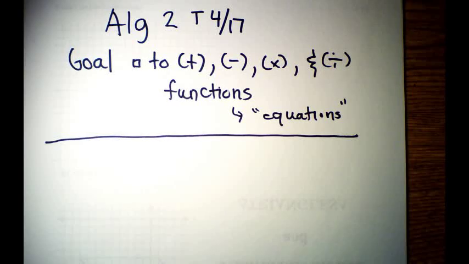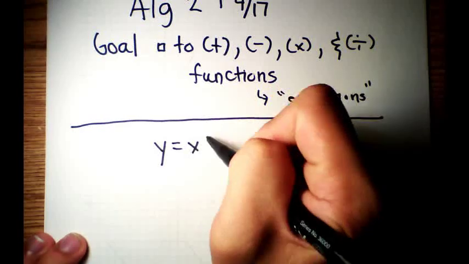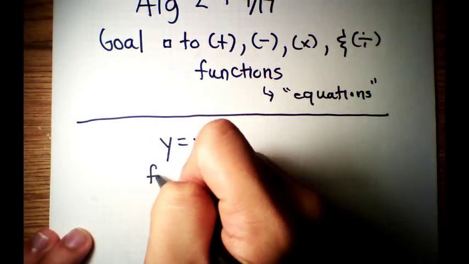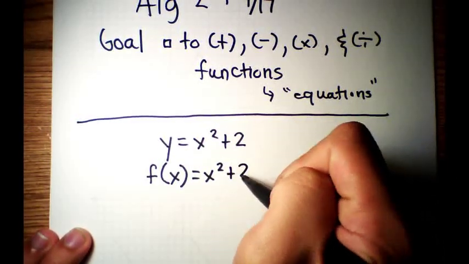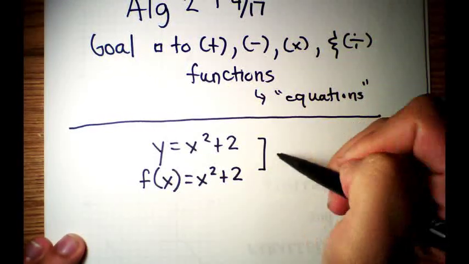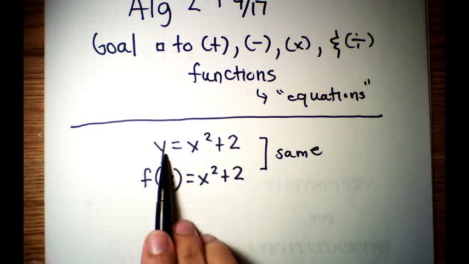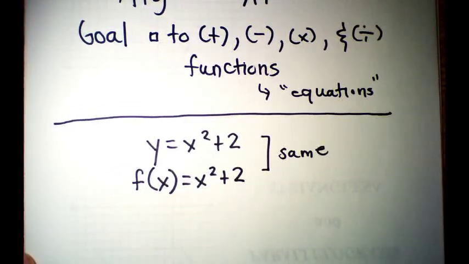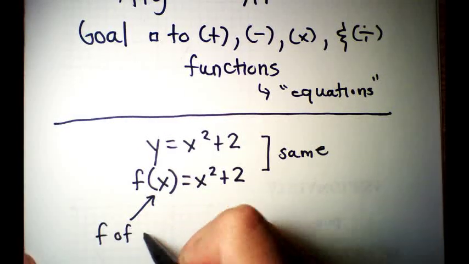Okay. Well, let's just start off with something like this. Y is equal to x squared plus 2. I am going to rewrite it so that we have f of x is equal to x squared plus 2. They just mean the same thing. Same thing. It's just that the y now has a different name and that's going to be labeled as f of x. So you say this as f of x.